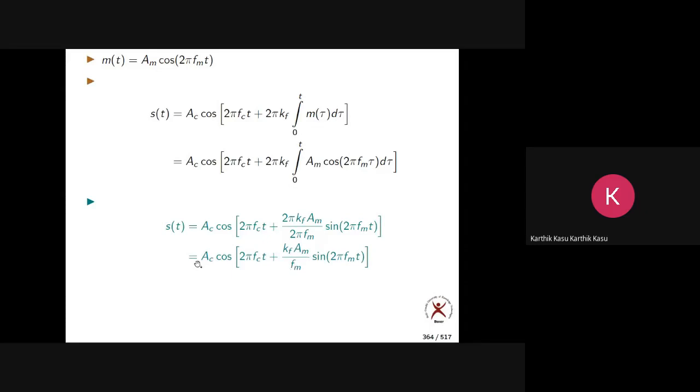Finally S of t equal to AC cos 2 pi fct plus kf am by fm sin 2 pi fmt. Okay, here. So what is beta? Here also the definition of beta is the same. What is that? Delta f by fm. So what is delta f in case of frequency modulation?